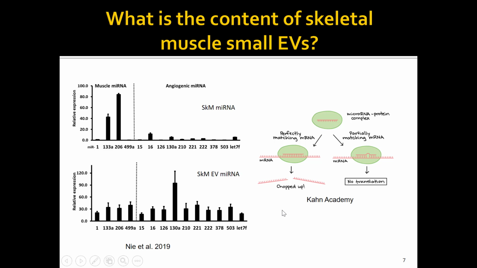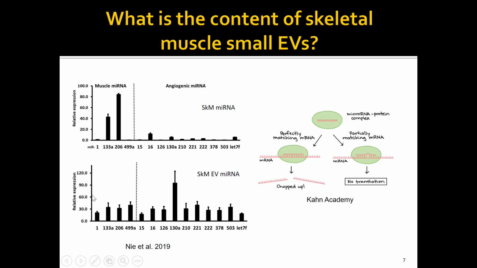We also see that there is very specific packaging, in this case, of microRNAs. In the top panel here, we have microRNAs that we isolated from within the muscle cells. And in the bottom panel, we have microRNA that we've isolated from the muscle-derived extracellular vesicles. And what we see in the muscle itself is an expression pattern here of muscle-specific microRNAs, microRNA 1, 133A, 206, and then very small relative expression of the angiogenic microRNAs. In this case, 130A, I'll highlight.